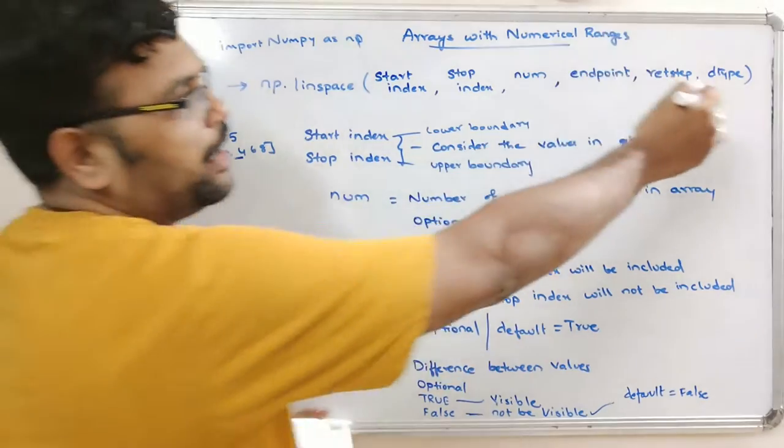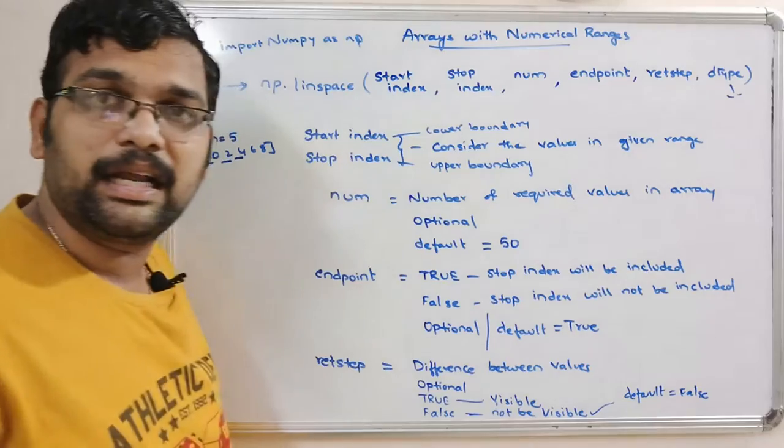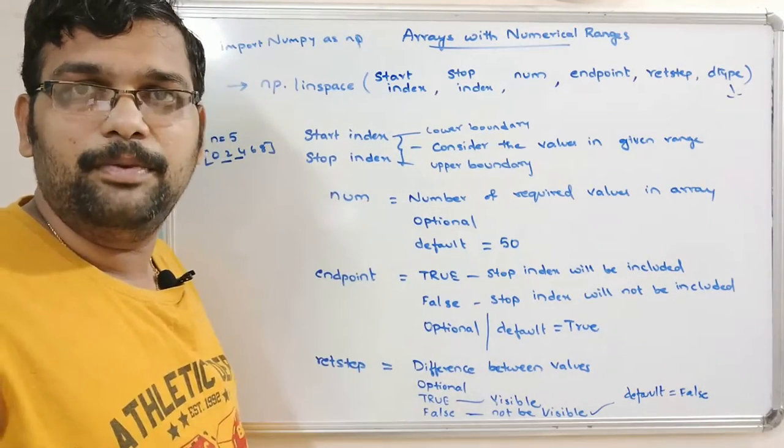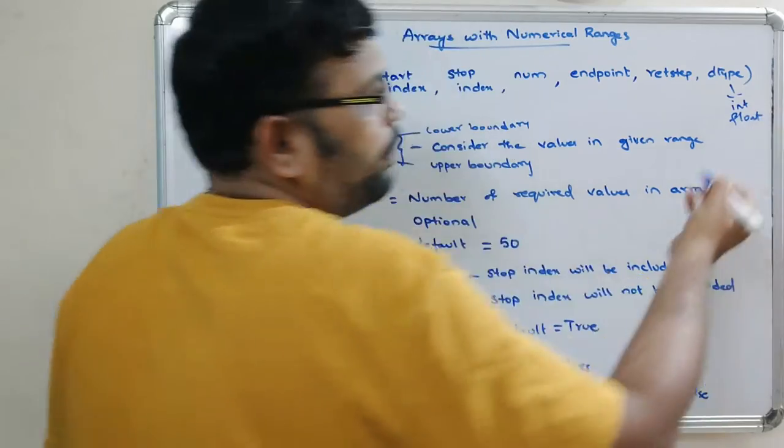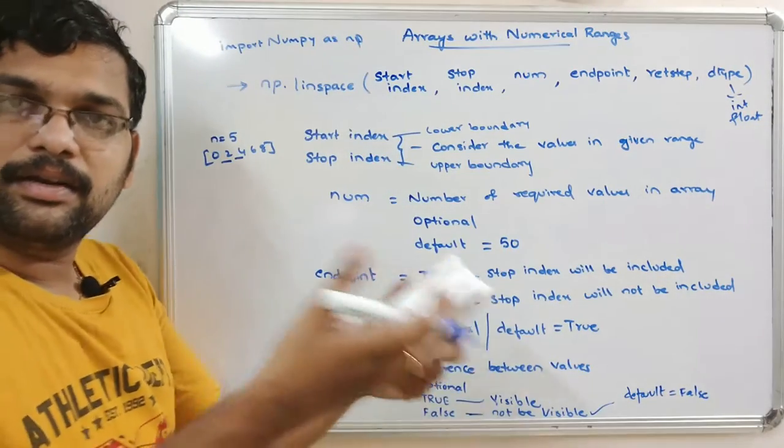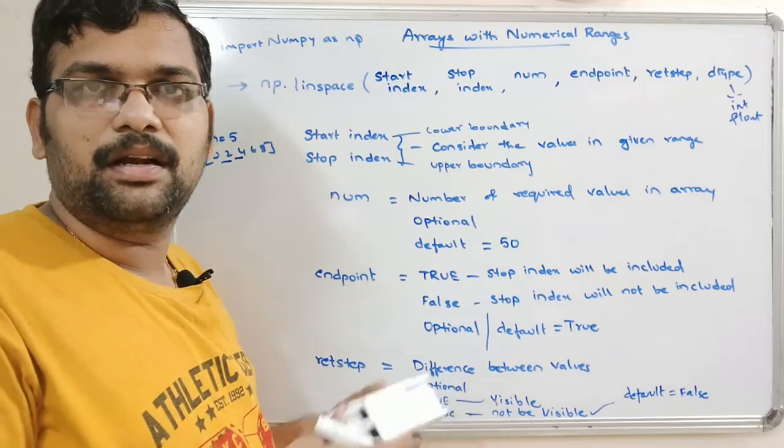And the last one is the data type. We know that we can include the data type, so the required data type will be given. It can be integer or float. Whatever data type we give, the values will be of that particular data type.